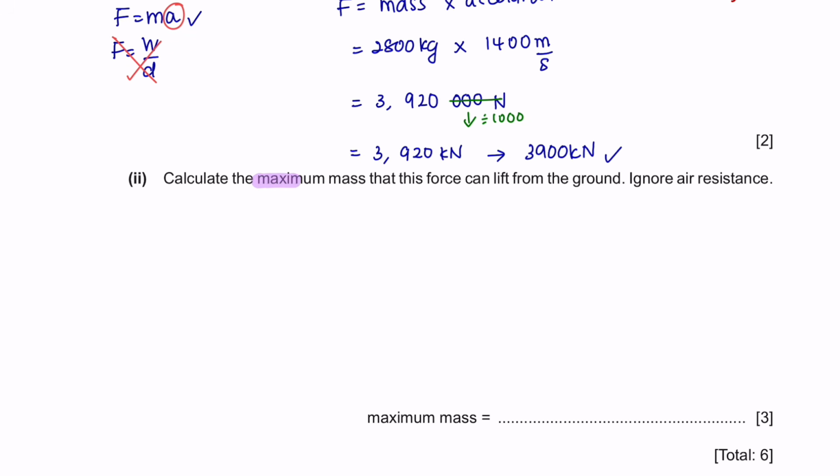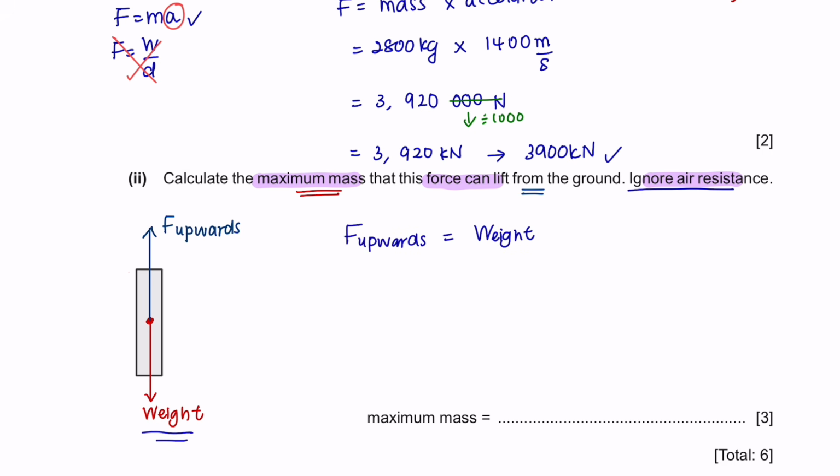Next, calculate the maximum mass that this force can lift from the ground. Ignore air resistance. So there are two forces acting on this rocket. The force downward is its weight, and another force that acts upwards to lift it from the ground. We are looking to find the maximum mass. If the weight was larger than the upward force, then the rocket would move downwards. For us to find out the maximum mass that the force can lift from the ground, tells us that the force upward is equal to the force acting downwards.